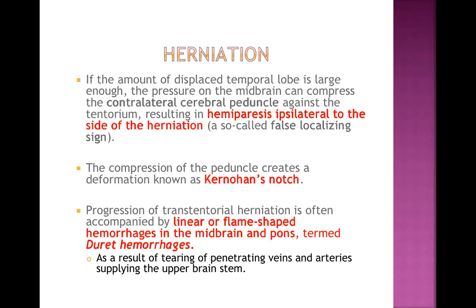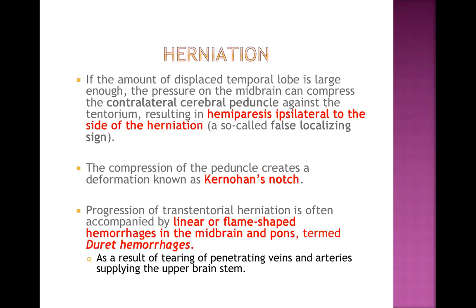That's why when the opposite or contralateral cerebral peduncle is compressed against the edge of the tentorium, the hemiparesis, meaning paralysis of half of the body, occurs on the same side of the pathology or herniation, and this is called a false localizing sign. Now there is a term called Kernohan's notch. This Kernohan's notch is a compression of the cerebral peduncle, and this creates a deformation called Kernohan's notch. Important MCQ question for you.